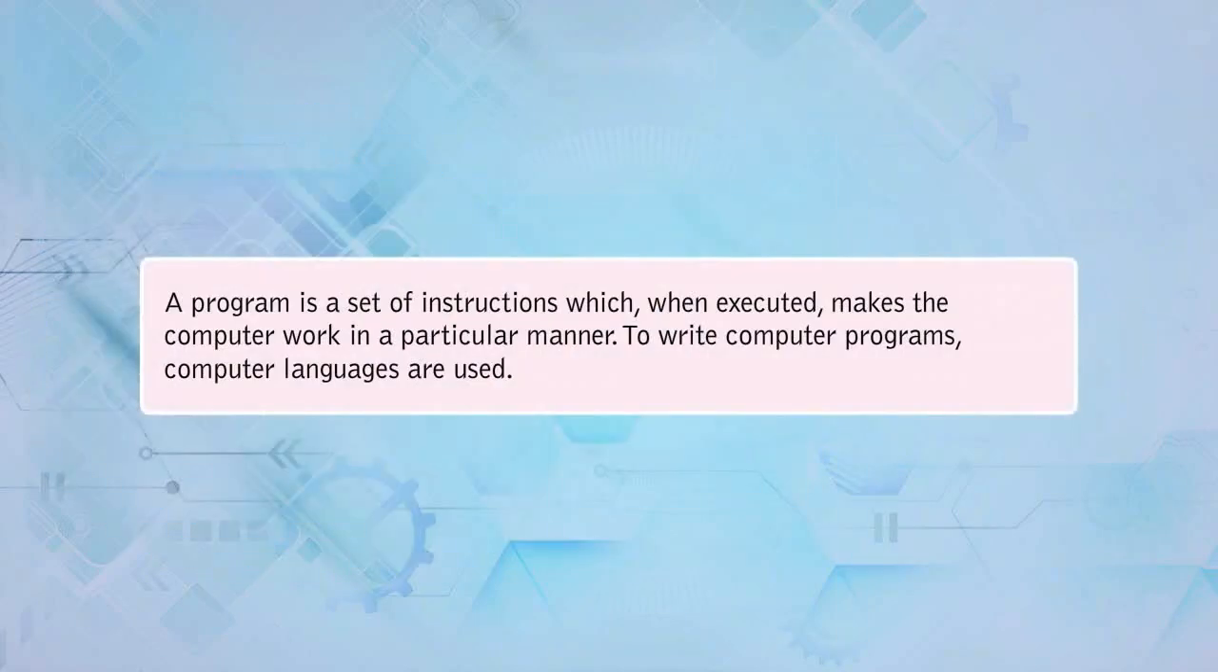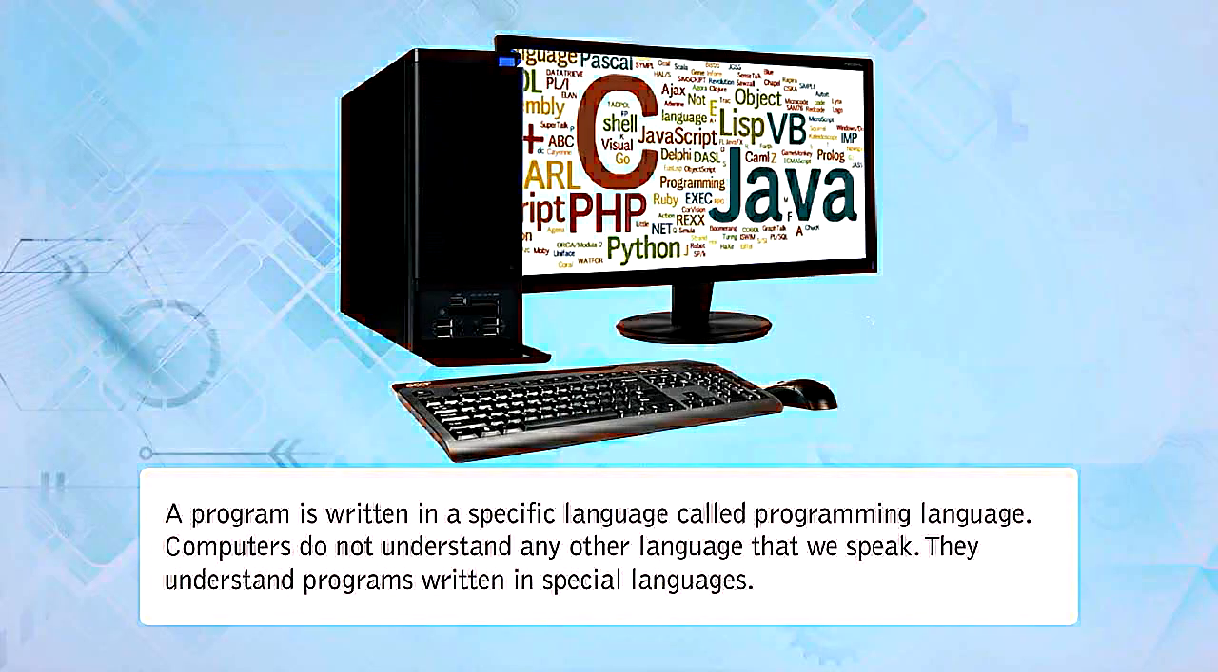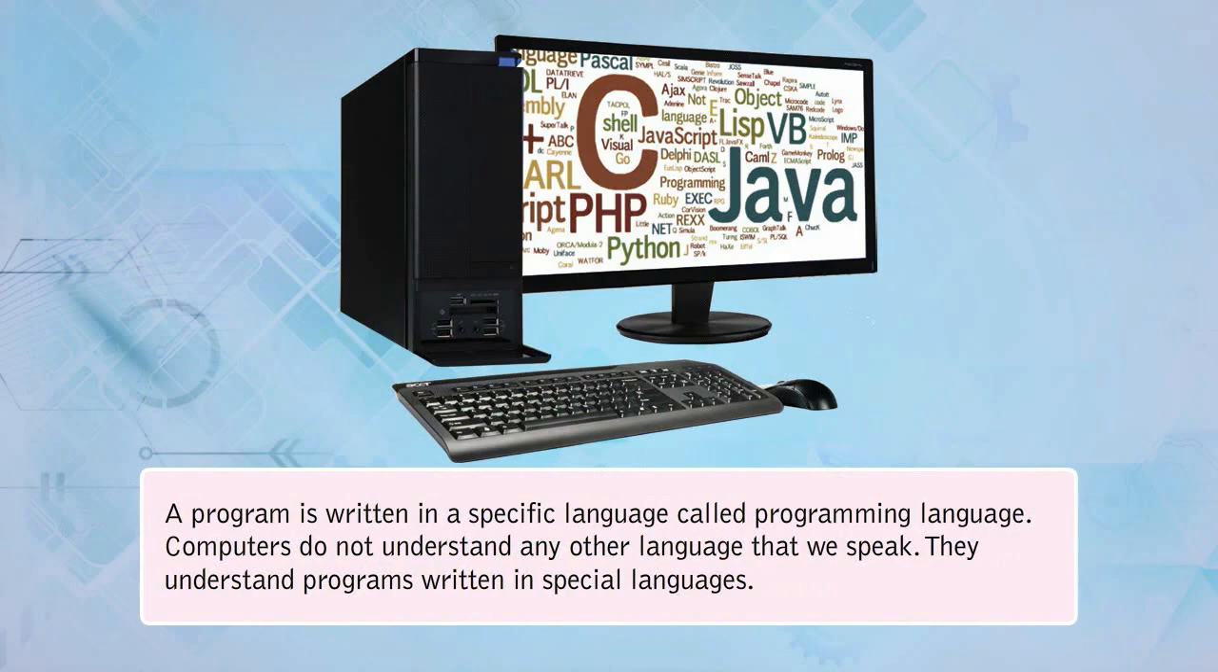A program is a set of instructions which, when executed, makes the computer work in a particular manner. To write computer programs, computer languages are used. A program is written in a specific language called programming language. Computers do not understand any other language that we speak. They understand programs written in special languages.